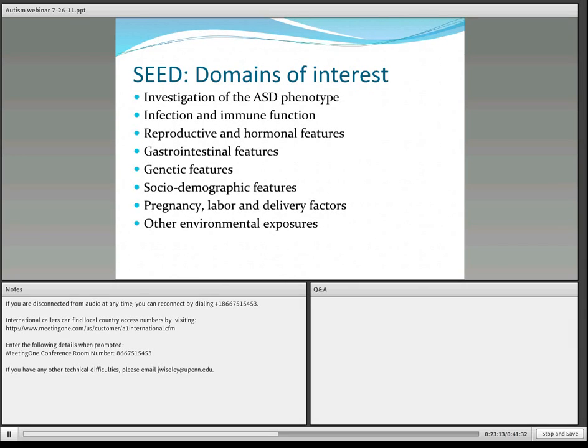We're looking at reproductive features, hormonal features, gastrointestinal features. Many of these children suffer from GI disorders, so there's a thought that there's some connection there. Genetic features, sociodemographic features. How does this disorder vary by ethnicity, by economic status, and if it does, why? Pregnancy factors, as we've already discussed, and then other environmental exposures.